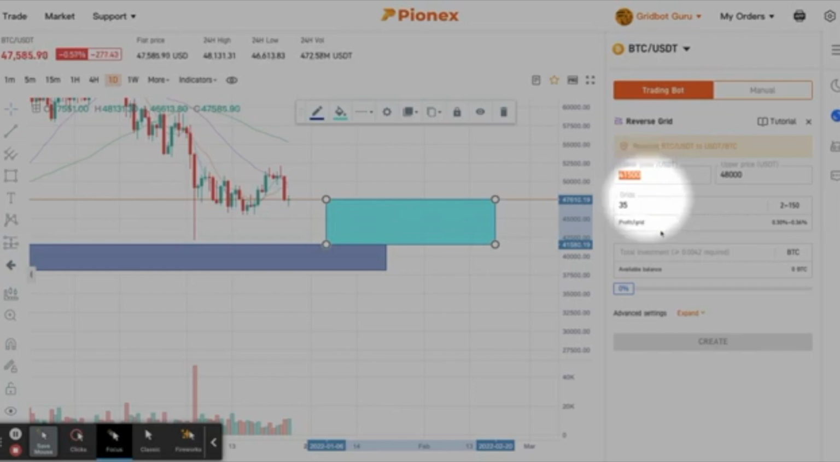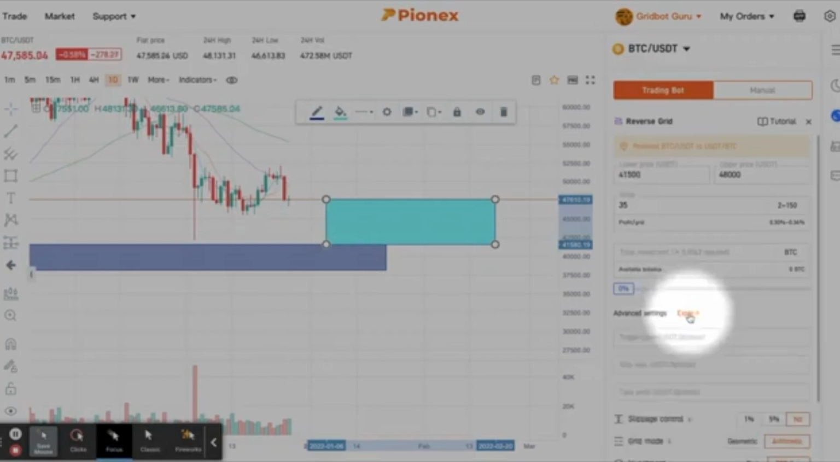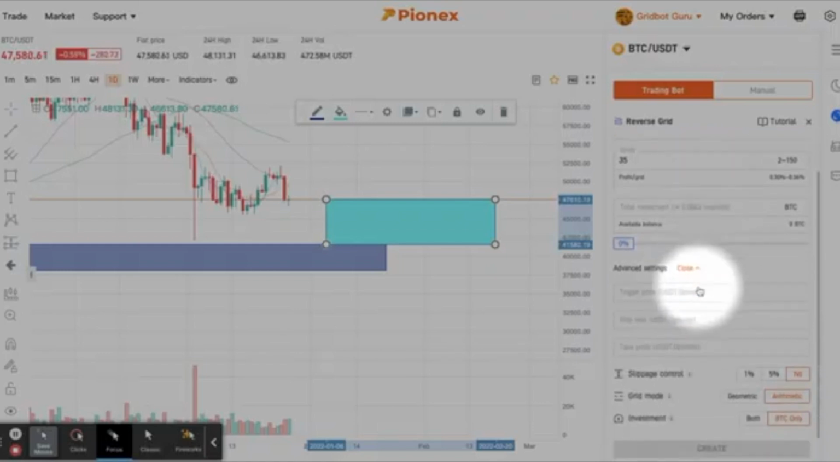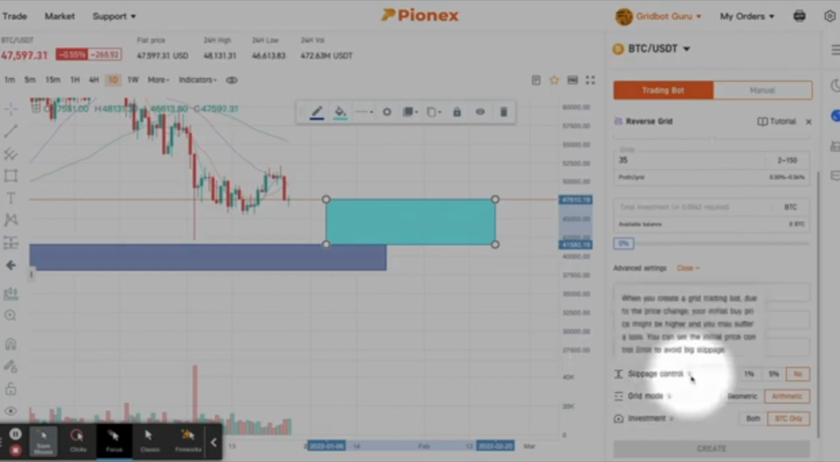Now, if we go to the advanced settings, this is where you potentially could move some settings around in order to get the best setup for the bot. So let's get to it. I've already talked about slippage control right here. Your initial buy price might be higher and you may suffer a loss if you haven't set the slippage control.